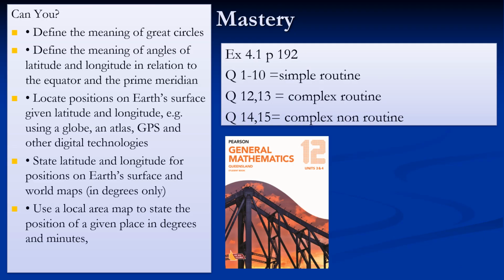Okay, we've done a bit today. We've defined great circles. We've defined the meaning of angles and latitude and longitude in relation to the equator and the prime meridian. We've located positions on the surface of the Earth, particularly with a world map and a local area map. When you're good with that, please have a go at the mastery questions from 4.1.